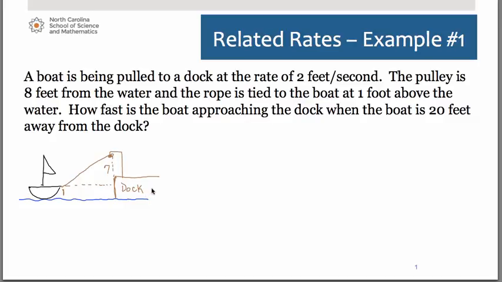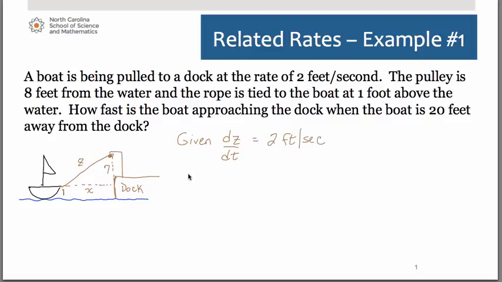Remember, it's the pulley and the rope that is pulling the boat into the dock. So really, if we identify this side over here as perhaps z, and let's call this horizontal distance down here x, that represents how far horizontally the boat is from the dock. We could express the fact that we are given dz/dt is the 2 feet per second.